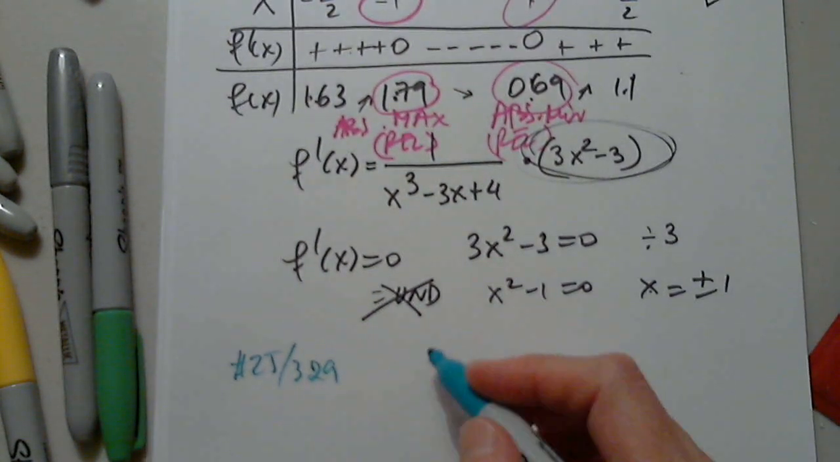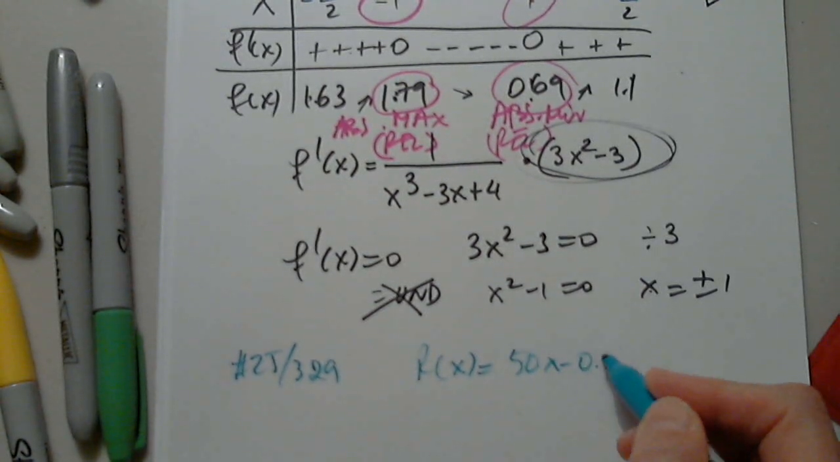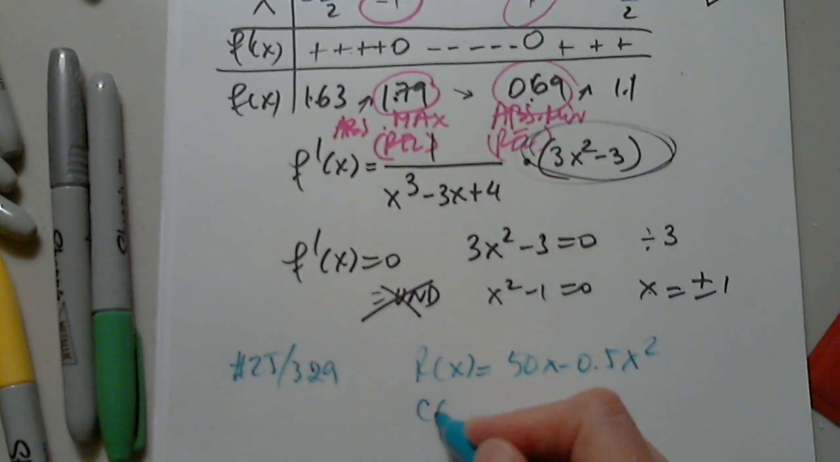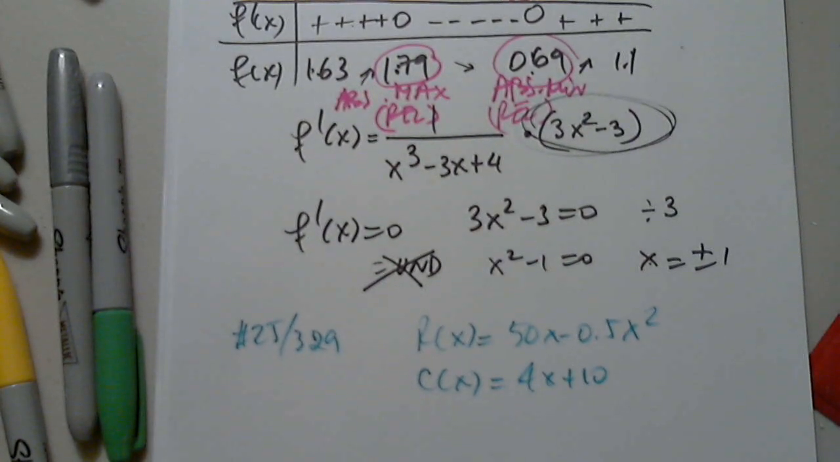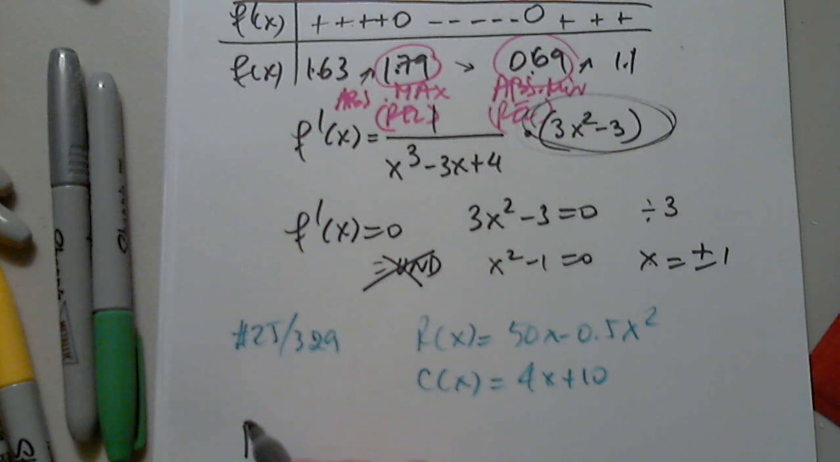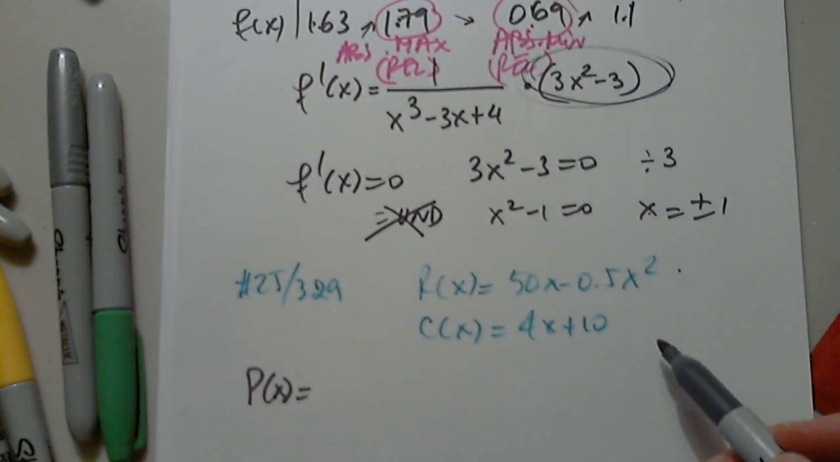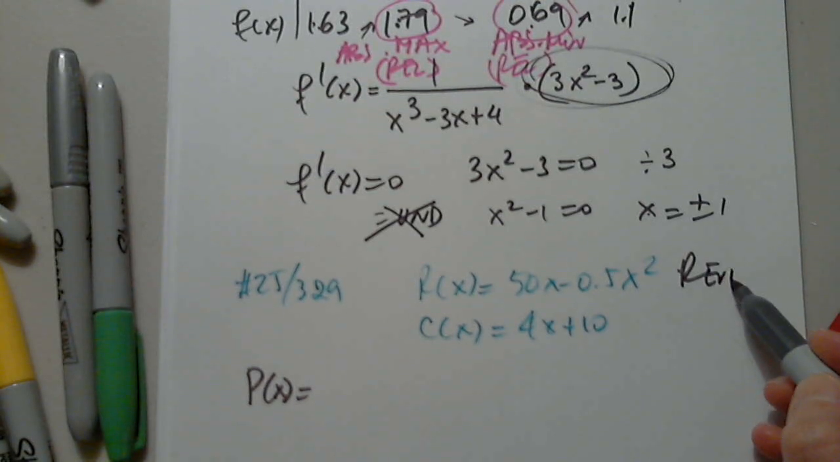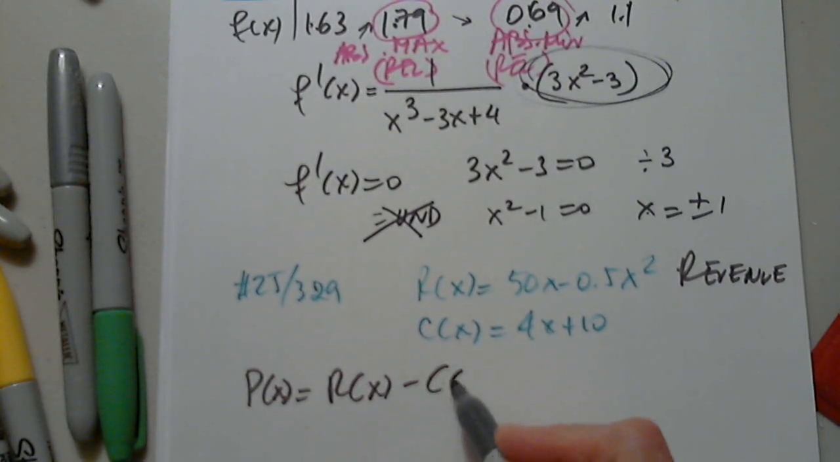Okay, so we have r of x, 50x minus 0.5x squared, and the cost 4x plus 10. And they want us to find the maximum profit. Now, of course, we have to create the profit first. We don't have the profit. So can anyone tell us how to find the profit? We have the revenue and I have the cost. Revenue minus cost. Yes, r of x minus c of x.